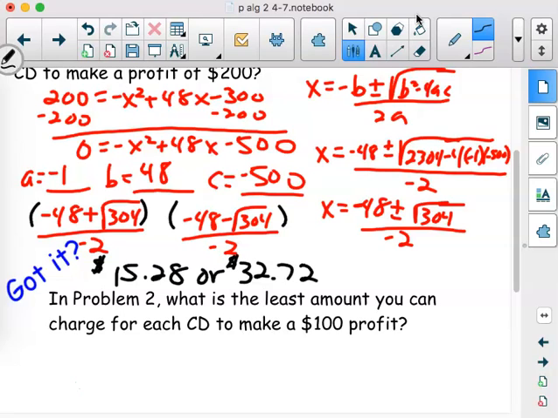Now, the question was, what is the least amount in dollars you can charge for a CD to make a profit of $200? That means this one is the one we want. They're going to have to sell more, but at least they can sell them a little bit cheaper, $15.28.